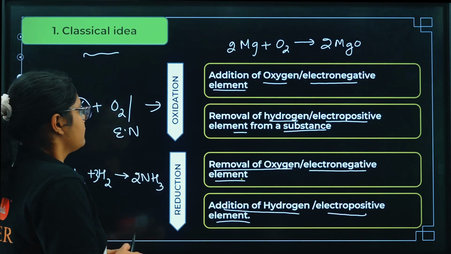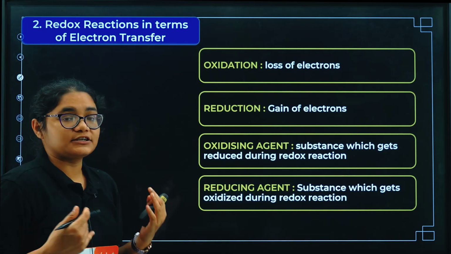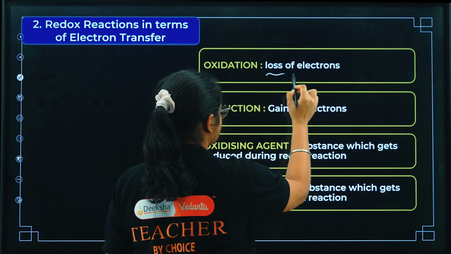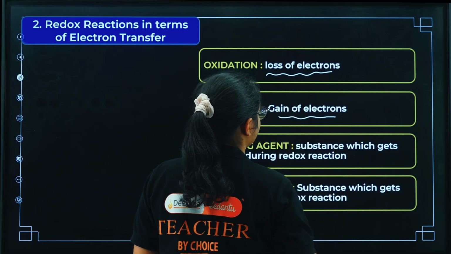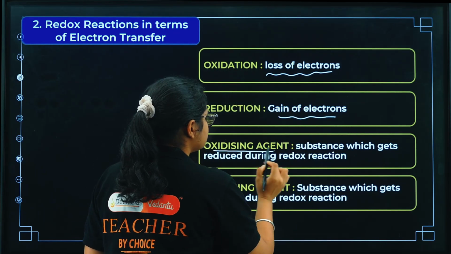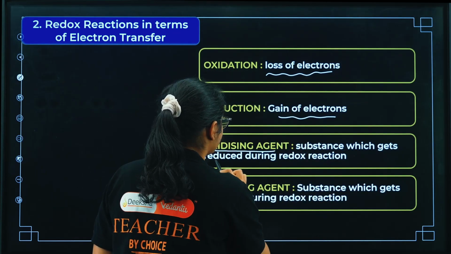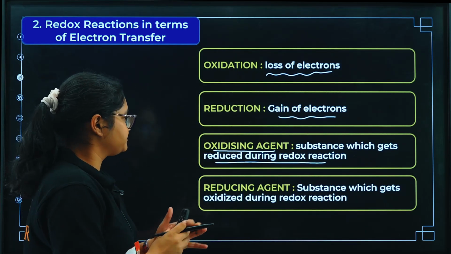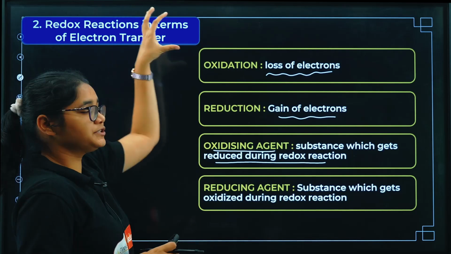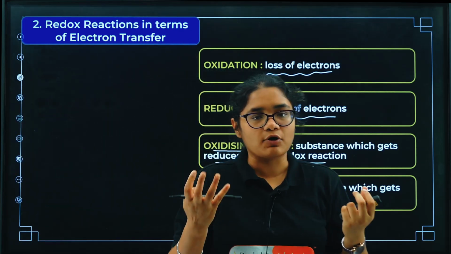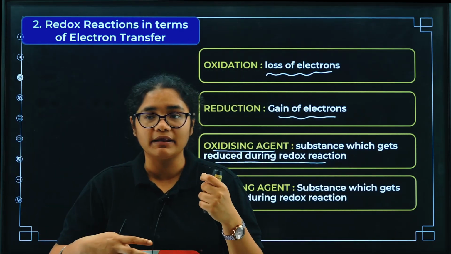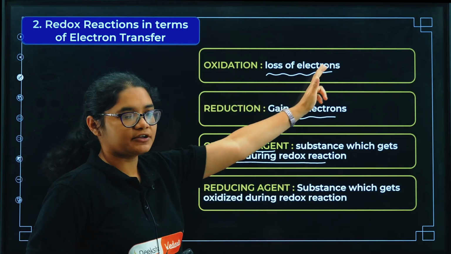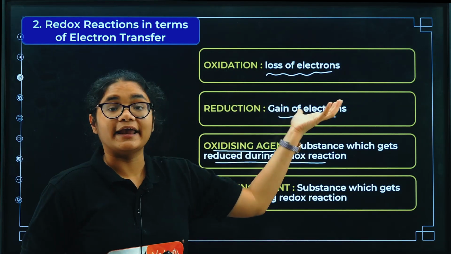Next, coming to redox reaction in terms of electron transfer. Oxidation is loss of electrons, reduction is gain of electrons. And what is an oxidizing agent? The substance which gets reduced during a redox reaction is called an oxidizing agent. Every element does not have oxygen, so there are modified definitions of oxidation and reduction: oxidation means loss of electrons and reduction means gain of electrons.